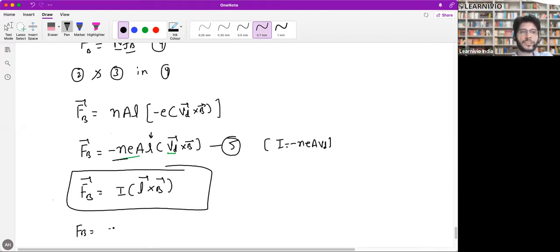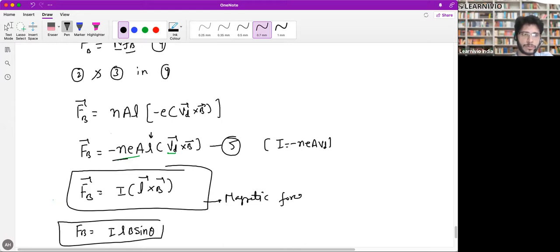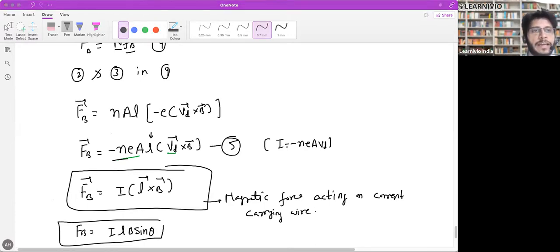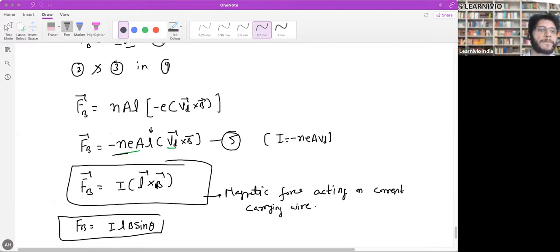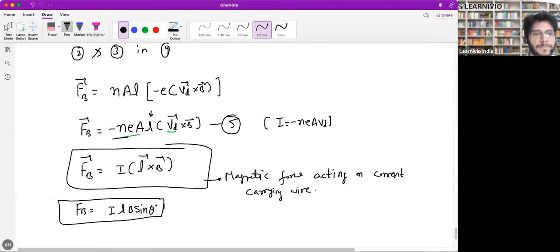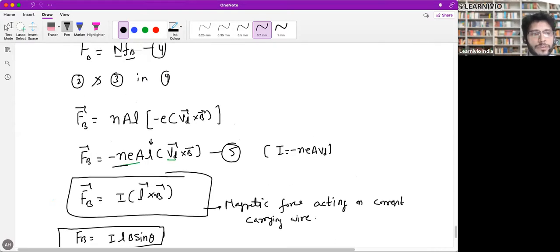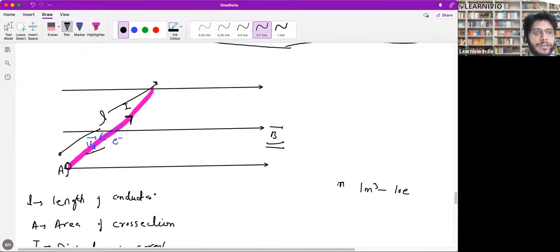If I expand this expression, I can write it as ILB sin theta. So this is the magnetic force acting on a current carrying wire: IL cross B, or ILB sin theta. Next, we will decide the direction of the force. But first, note it down. It's an important derivation.